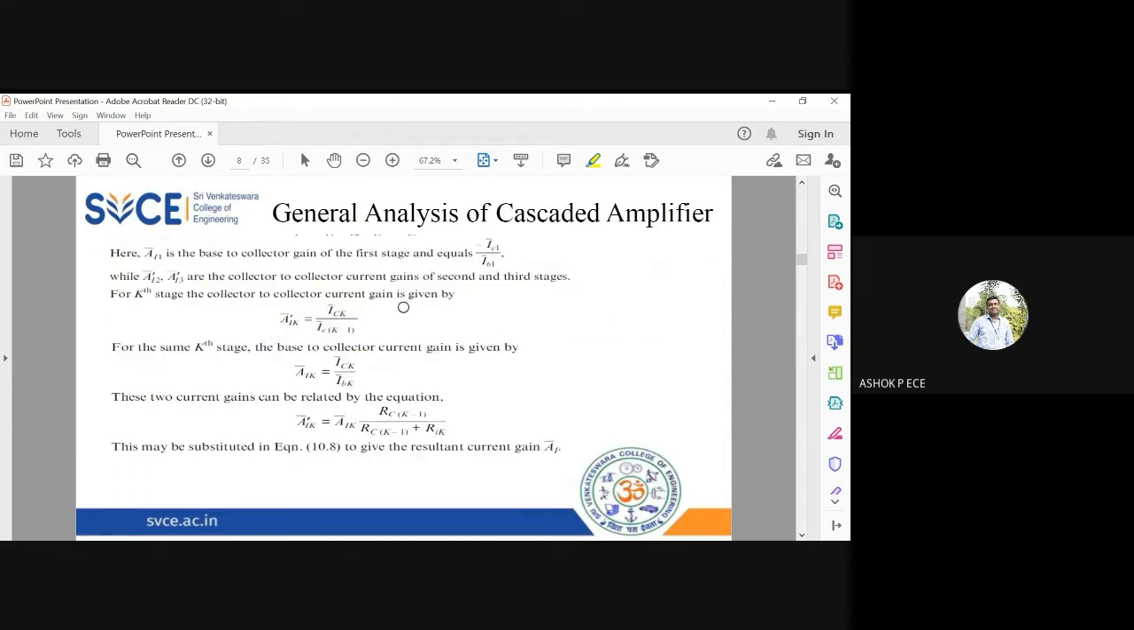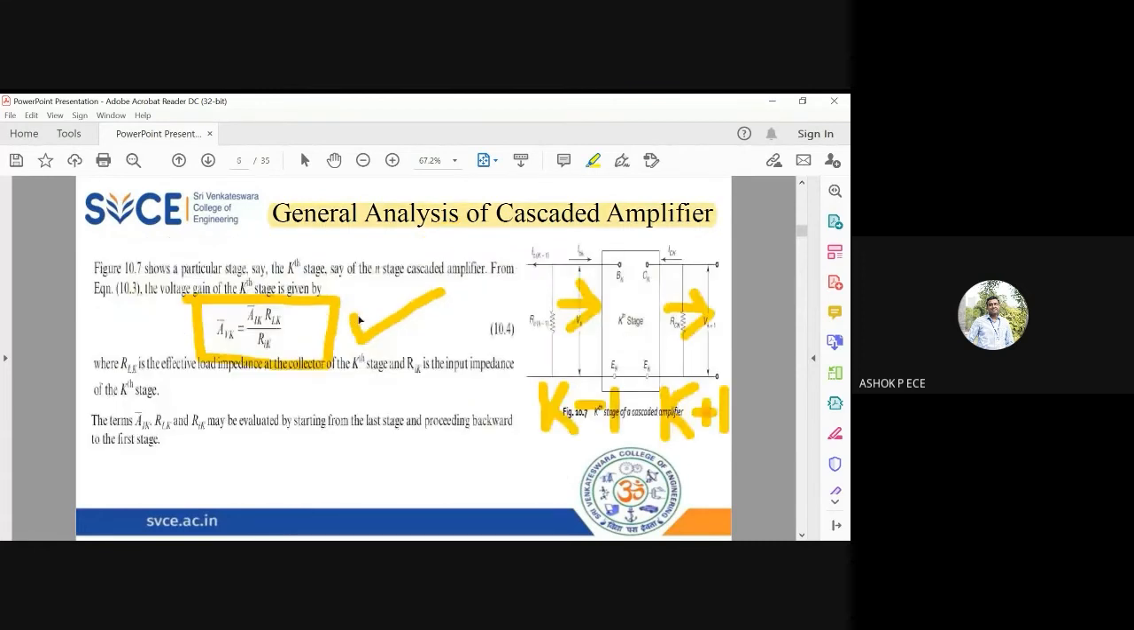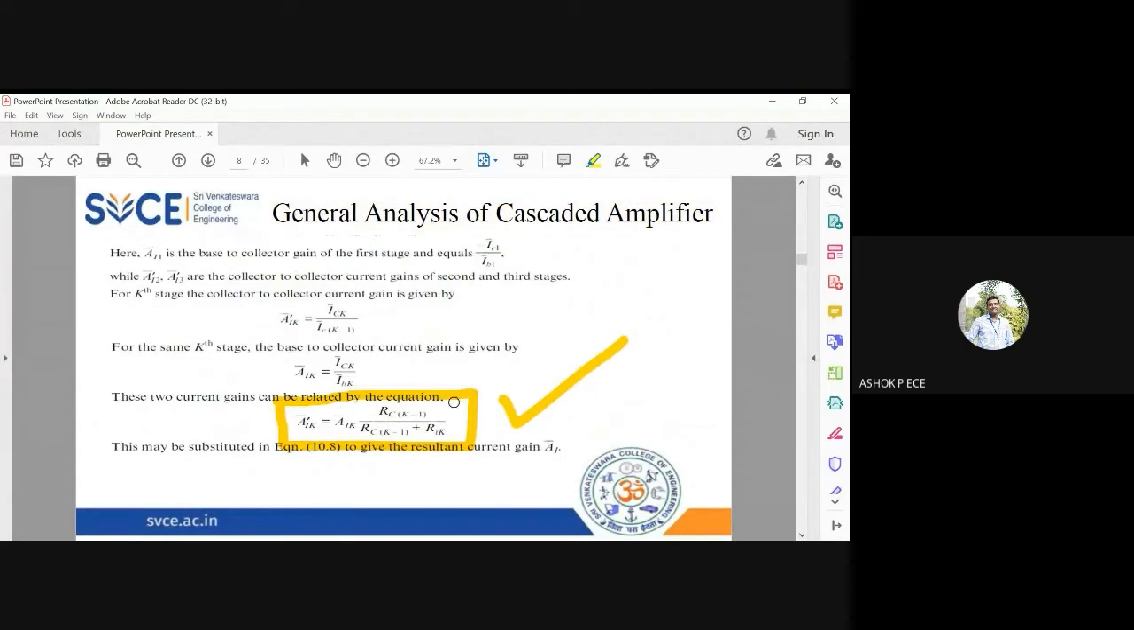Okay, and the individual current gain for that particular stage you can find using this formula: AIK dash equal to AIK into RC(K minus 1) divided by RC(K minus 1) plus RIK. See, the derivation of these formulas is not in our scope, so you can remember the formulas and directly apply them in your problems. The same way we found voltage gain for a particular kth stage, we can find current gain also for a particular kth stage given by this one.